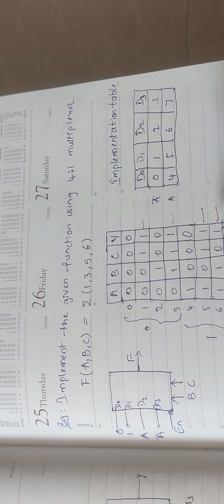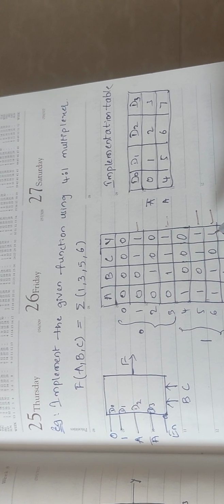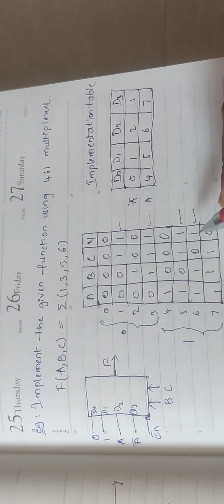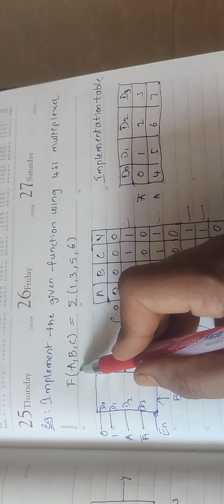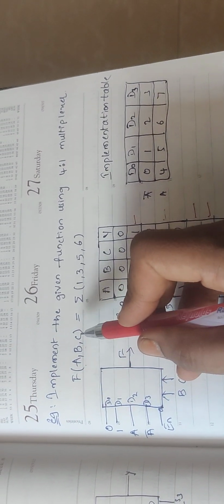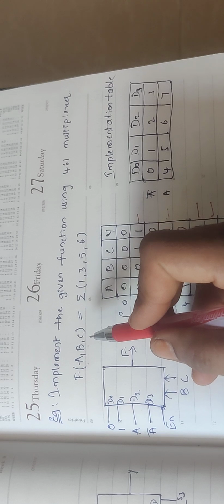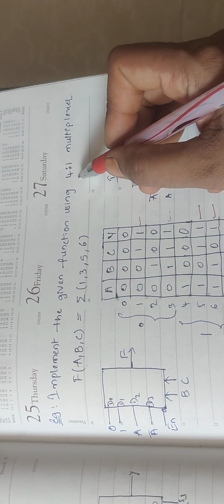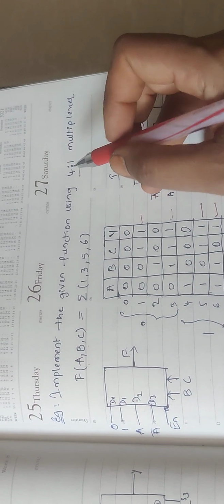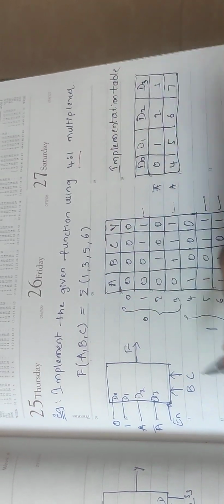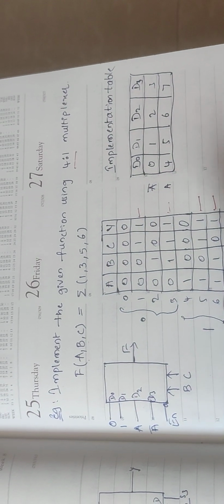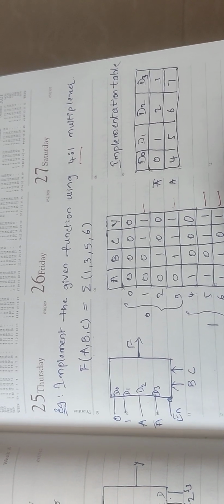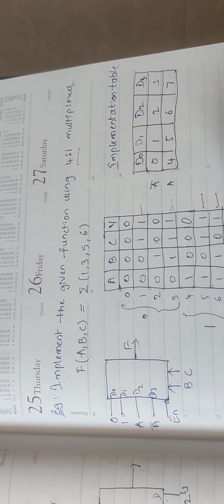Now what they said, implementing the equation by using the 4:1 multiplexer. So the variables they are given here are 3. It means that we need to use the 8:1 multiplexer, but they already gave the 4:1 multiplexer we need to use. For that reason, for the 4:1 multiplexer 4 input lines are there and one is the output line.